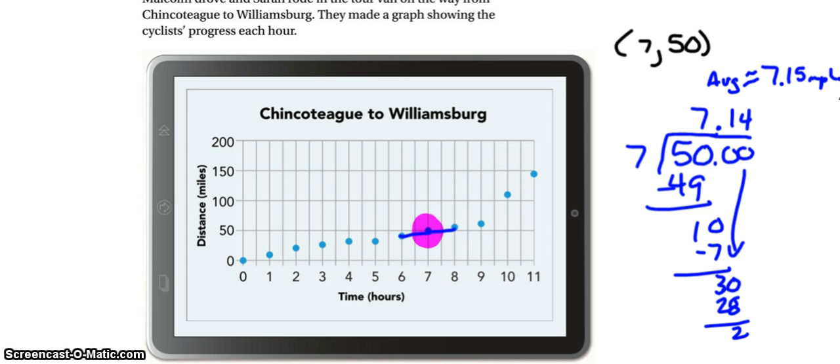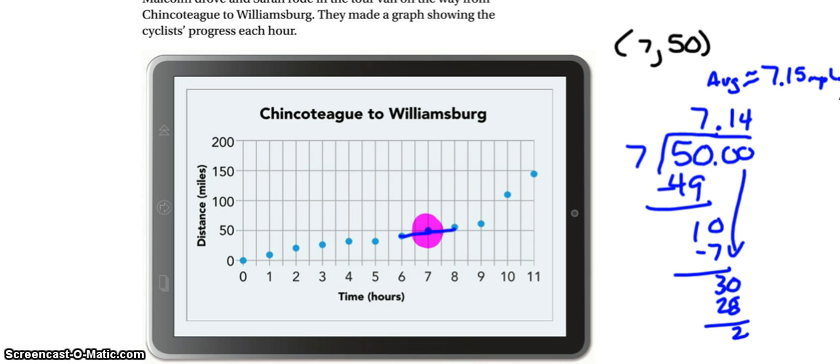So there's lots of things that can tell us. It also can tell us that they are starting to slow down. It's later in the day. They've ridden for 7 hours. They've covered 50 miles, so they've ridden a long ways.